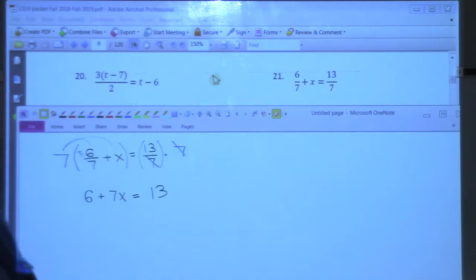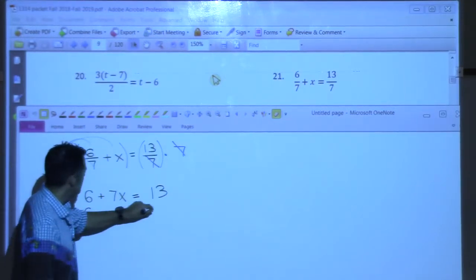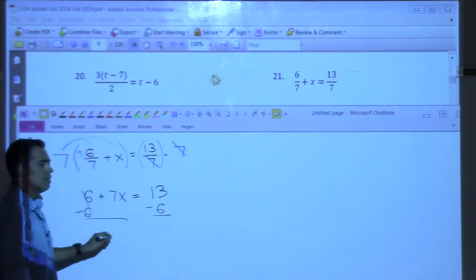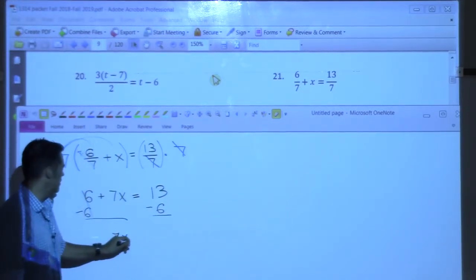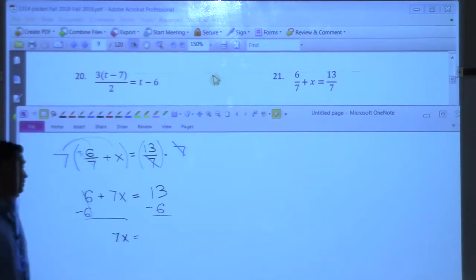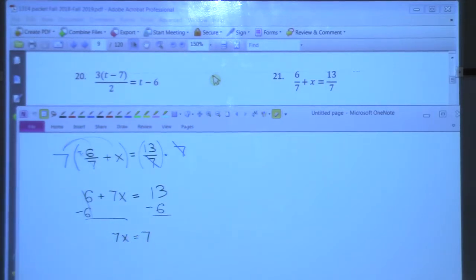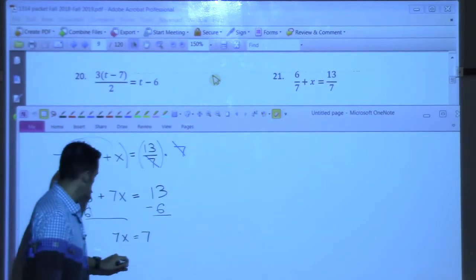Okay, so how would you do that? Subtract 6. Subtract 6 here, subtract 6 here, bam, bam, this is gone. Left side, 7x. Right side, what's that? 7? Oh, this is going to become a nice answer, isn't it? Final step, divide by 7, and you get 1.